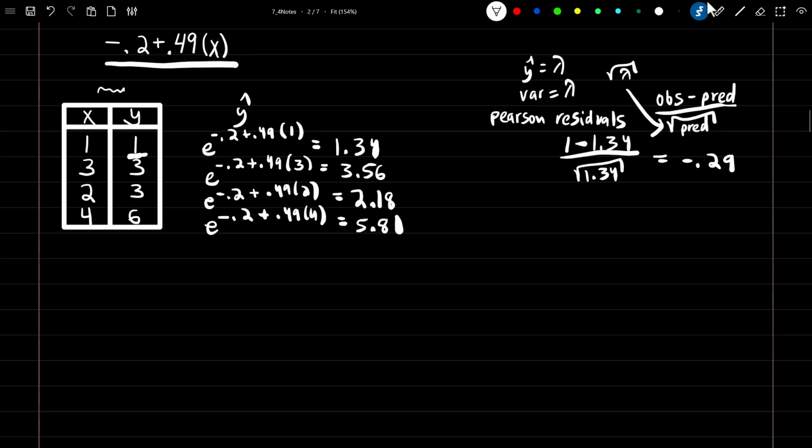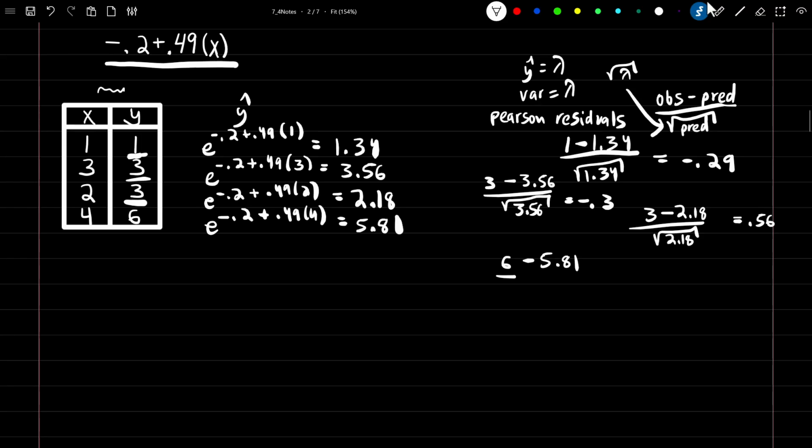Then for our second observation, our y value was 3, we predicted a value of 3.56, divided by the square root of 3.56, and we will get negative 0.3. For a third observation, our y value was 3, minus our predicted value of 2.18, and then over the square root of 2.18, which will give us 0.56. And then finally, our observed value was 6, minus our predicted value of 5.81, over the square root of 5.81, and we'll get a value of 0.08.